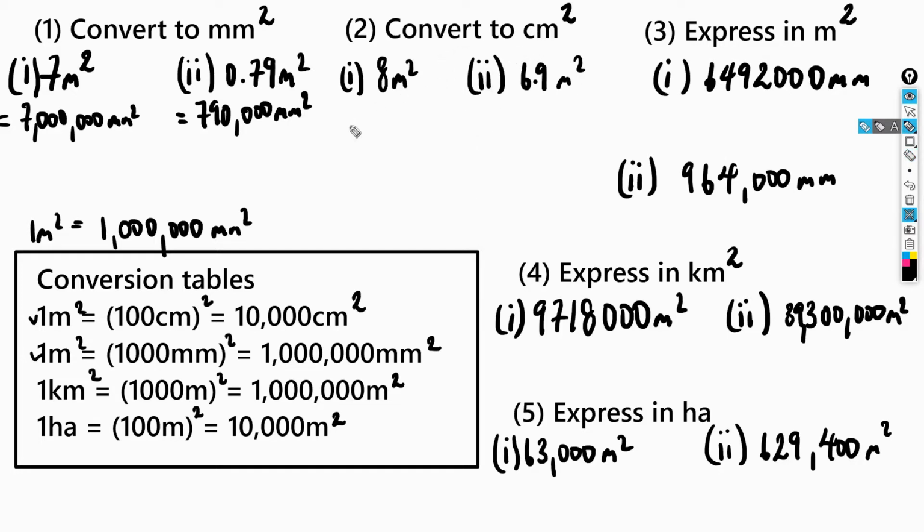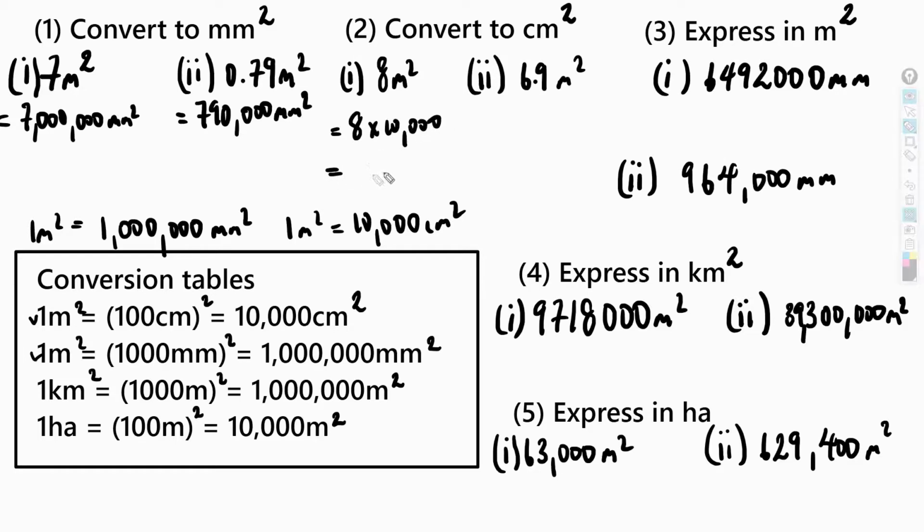It says convert 8 meters squared to centimeters squared. Cool. But we know that 1 meter squared is equal to 10,000 centimeters squared, right? So it's the same thing here. We just have to multiply this 8 by 10,000. Cool. And we're going to end up with 80,000 centimeters squared. So that's the answer for this one.